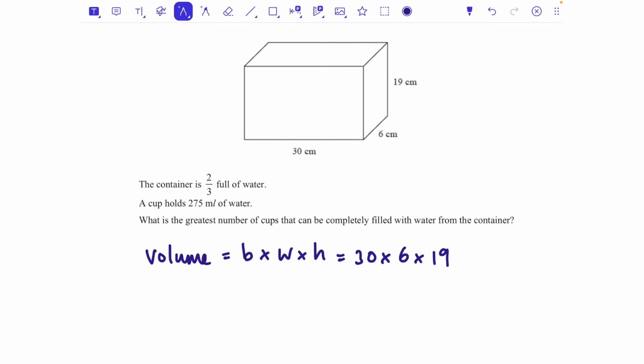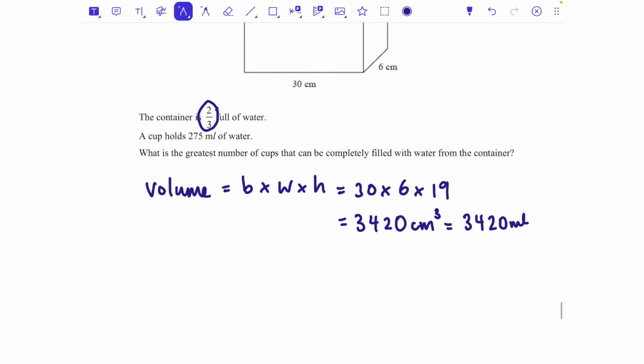So if I'm multiplying that together, 30 times 6 times 19, again I'm using my calculator because this is a calculator paper, 3,420 centimetres cubed. But the lovely thing about centimetres cubed is that that is the same as millilitres. So that's also 3,420 millilitres. Now this is not full, it's only 2/3 full. So I now need to do 2/3 of 3,420.